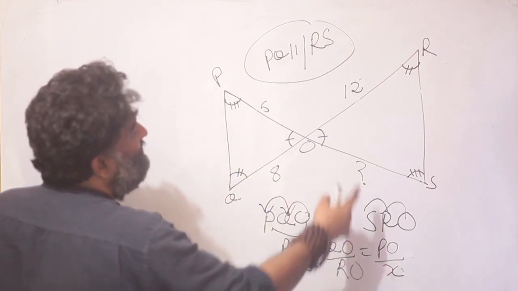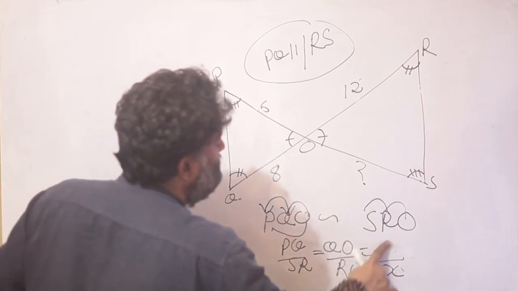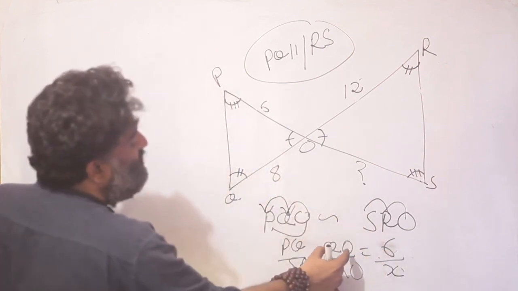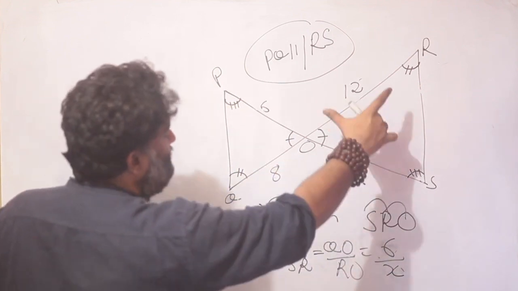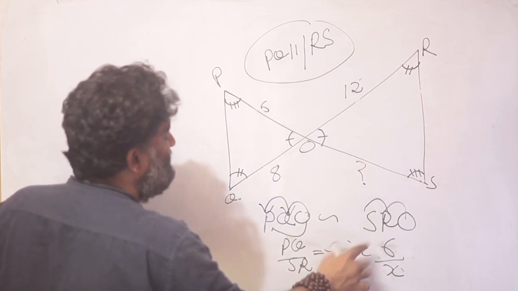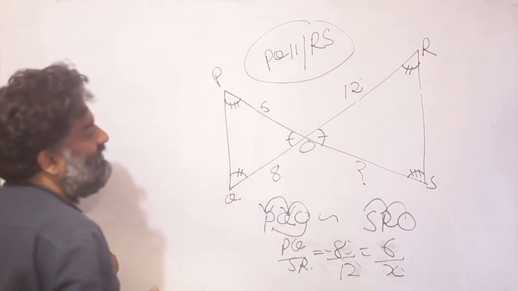What else do I have? Do I have a PO? I have a PO. So I can put a 6 here. Do I have a QO? I have a QO. Do I have a RO? I have a RO also. So I can put this as 8 and this as 12. And my job will be done.